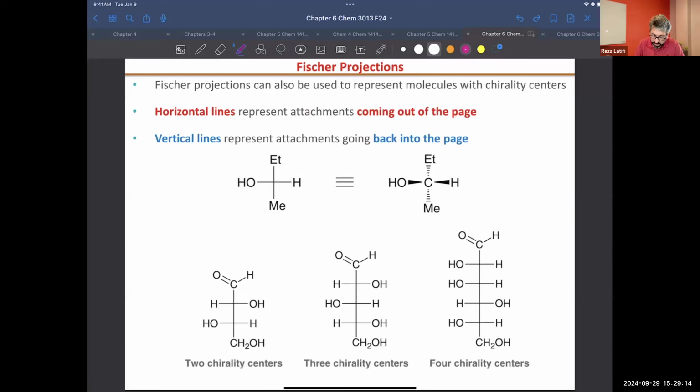Okay, so from now, we're going to say the horizontal lines are pointing to us while the vertical lines are back of the molecule. So as you see here, the H and OH are pointing to us, while the ethyl and methyl will be back of the molecule. Okay, let's practice some examples about them.